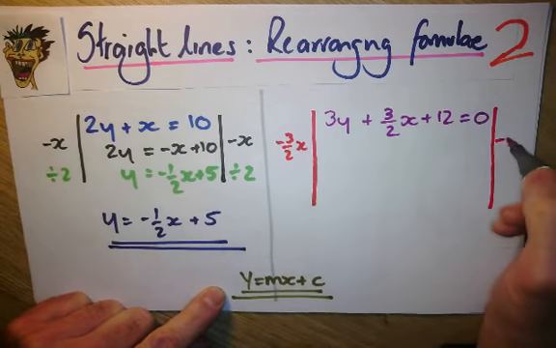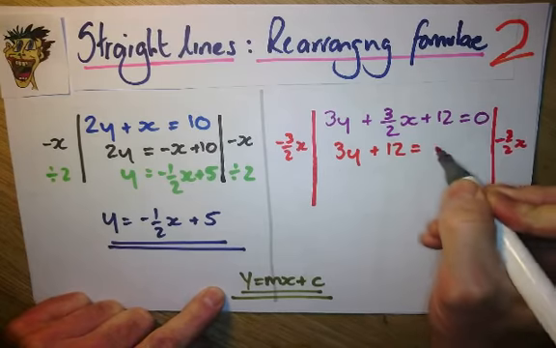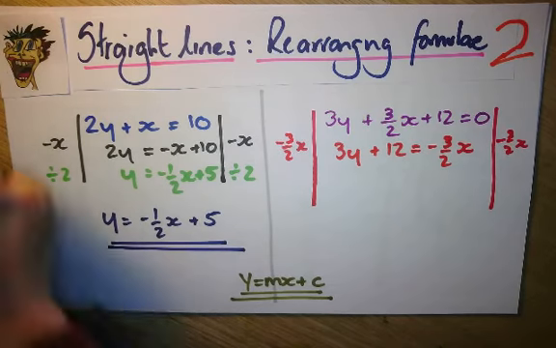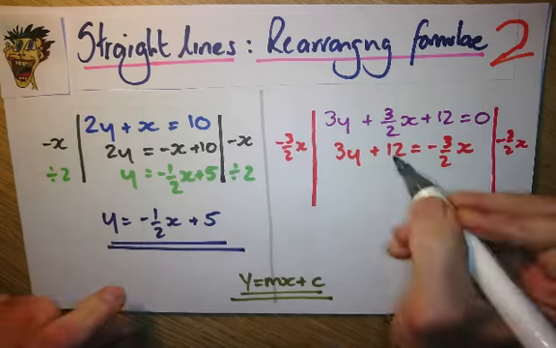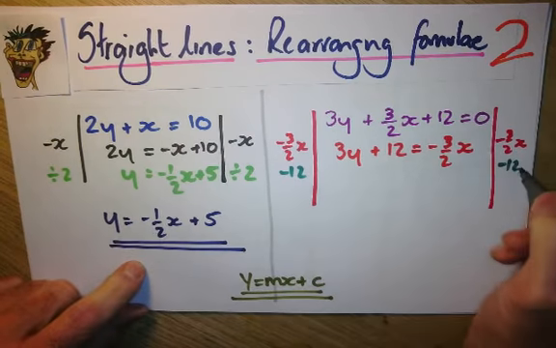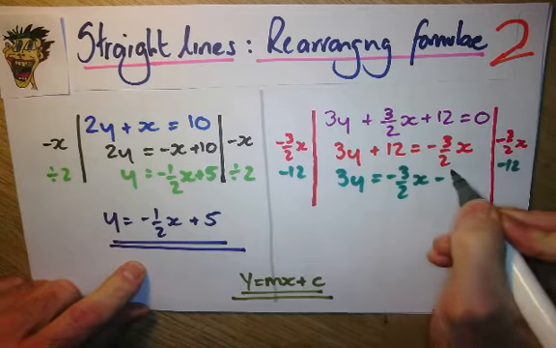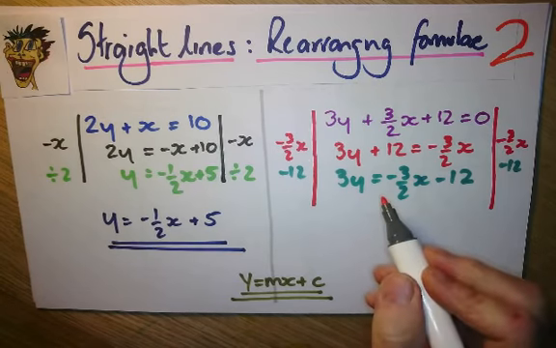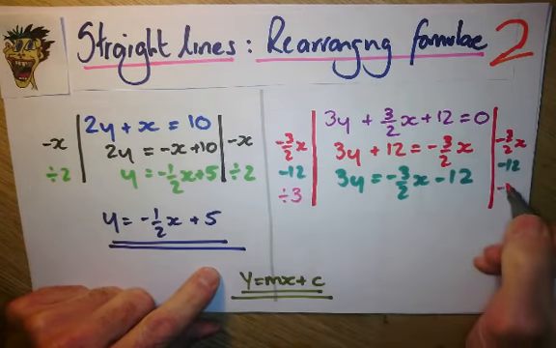Minus 3 over 2x on both sides. So I end up with 3y plus 12 equals minus 3 over 2x. It looks confusing, it looks complicated, but take each step slowly and you're fine. Get rid of the 12. Now I know some people at this point will start having a wobbly because they see all these fractions, but don't worry. I'm going to get rid of the times by 3 by dividing both sides by 3.